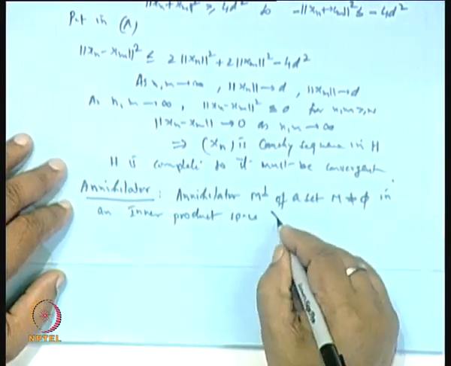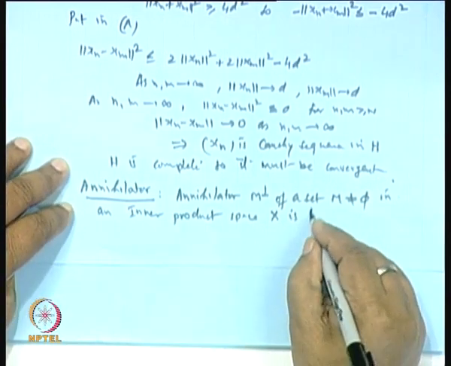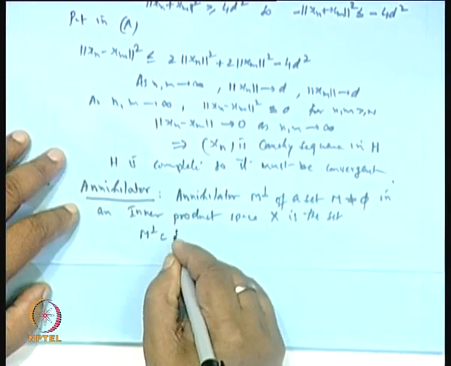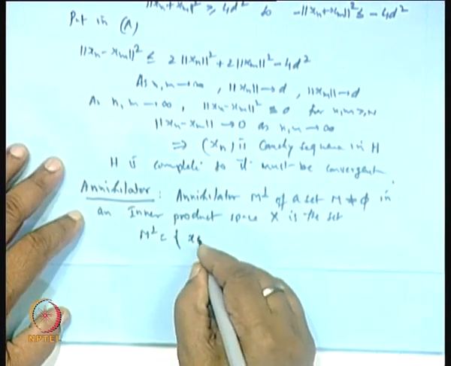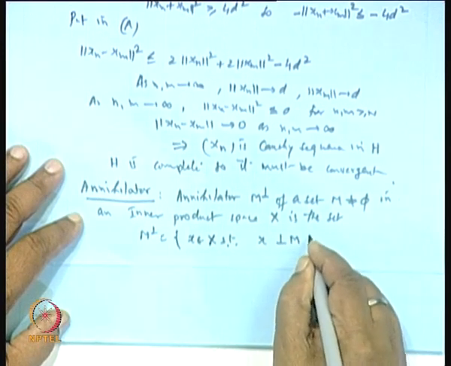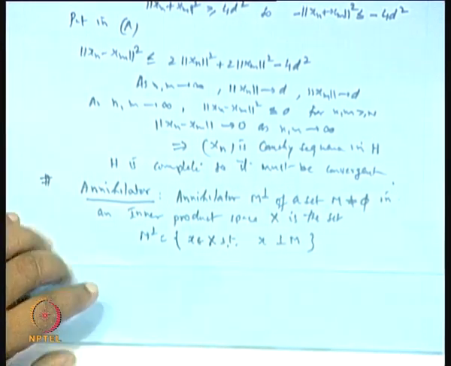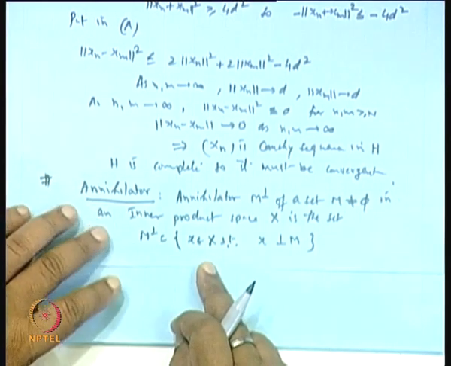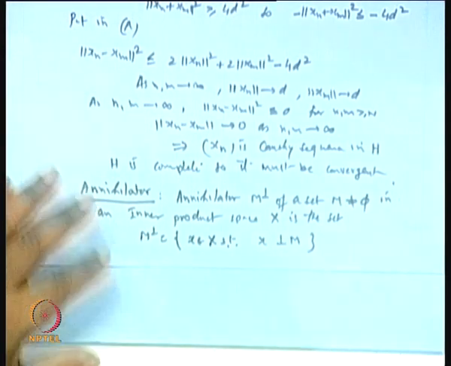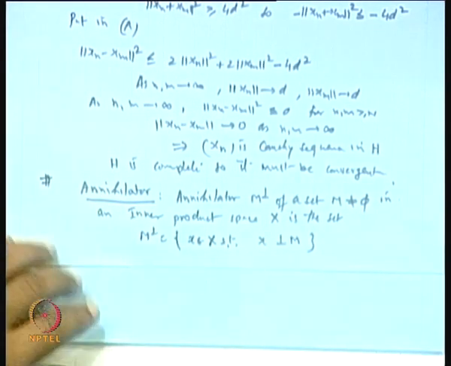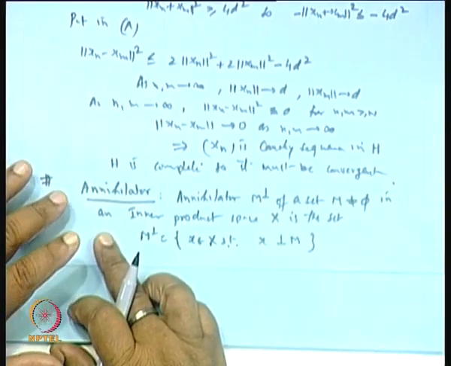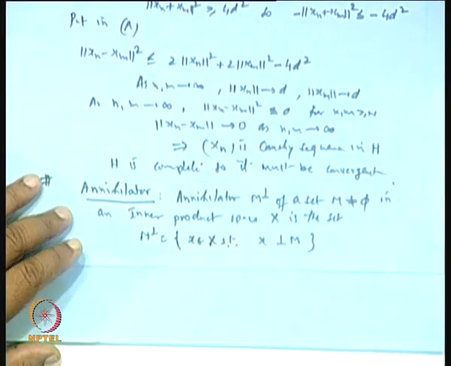capital X is the set of X belongs to capital X such that X is orthogonal to M. Okay. So, orthogonal complement is a particular case of the annihilator. When we go for the projection theorem, then we have used the bi-perpendicular, that is the orthogonal complement of the orthogonal complement. So, the orthogonal complement is a special case of the annihilator.